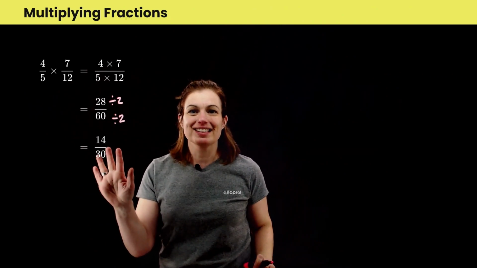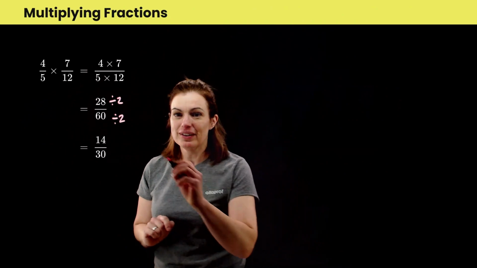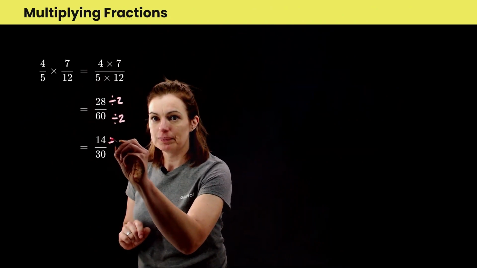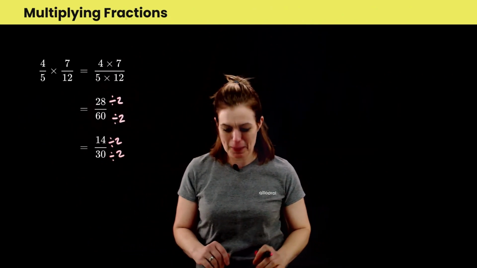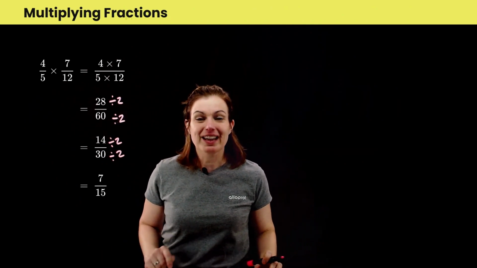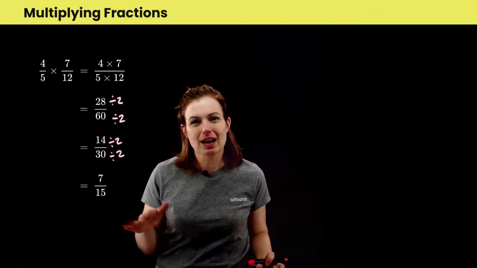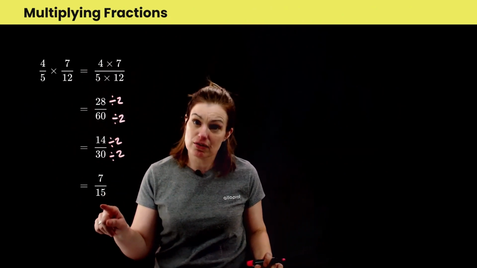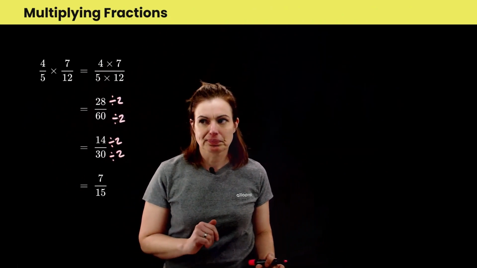Again, we have these nice even-steven numbers here. So I'm going to divide them again by 2 and see if I can get a simpler form. All right, there we go. We can get it as far as 7 over 15. Now, you'll notice that there's nothing that I can divide evenly into 7 and 15. So I can't really go any further with this.